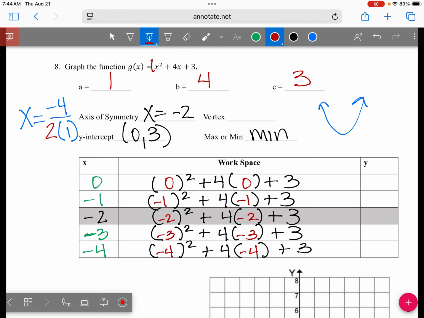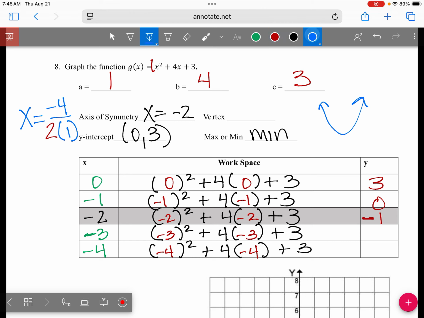Got our numbers. So what we get for our numbers? For the first one, I know the first one should be 3 because that's our y-intercept. Who got 3 for the first one? All right, what you get for the second one? What you get for -1? 0. What you get for -2? -1. So I'm going to pause right there because that is my vertex.